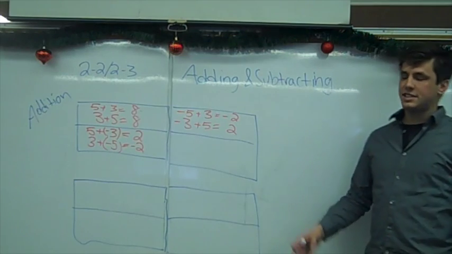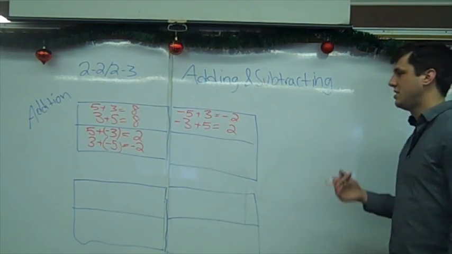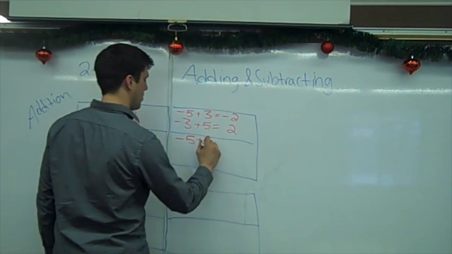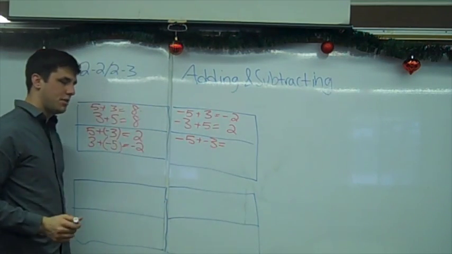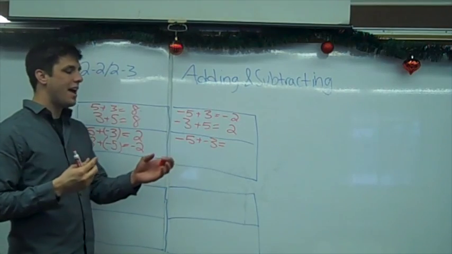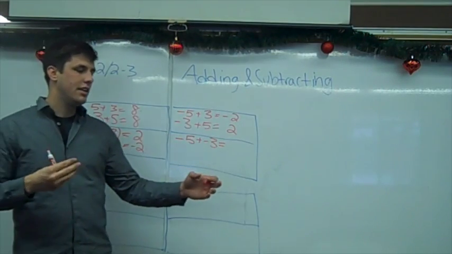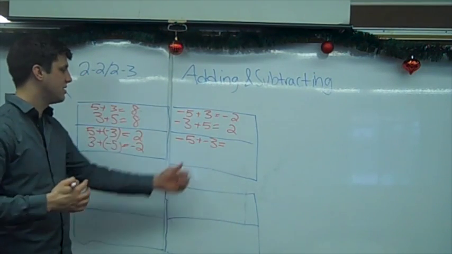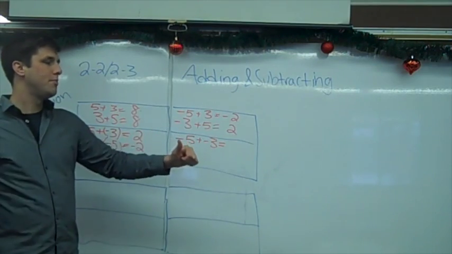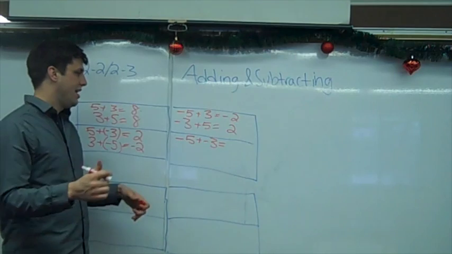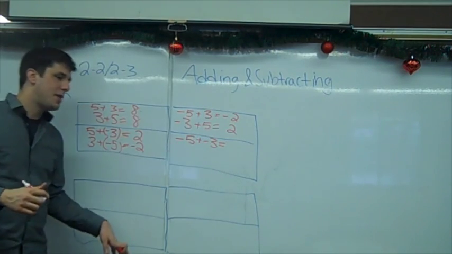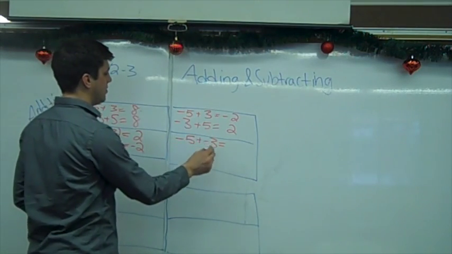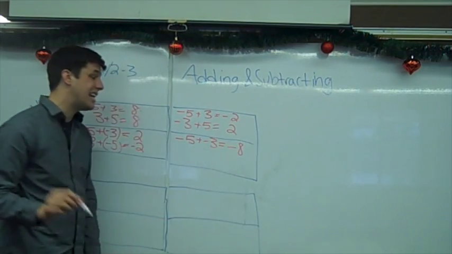And the last part of the addition section is a negative plus a negative. Negative 5 plus negative 3. What you're doing is you're taking two negatives. Suppose that you're talking about distance. If you go 5 steps backwards and you go 3 steps backwards, how many steps backwards is that total? That would be 8 steps backwards, or negative 8. You could think about it like that.